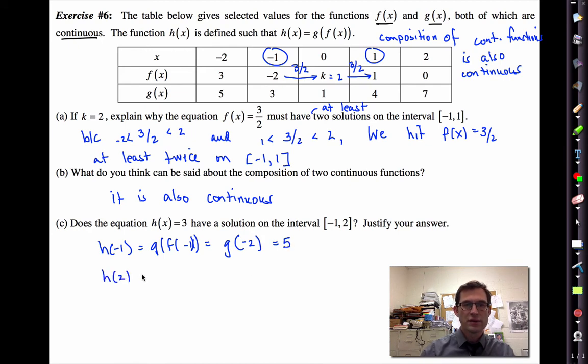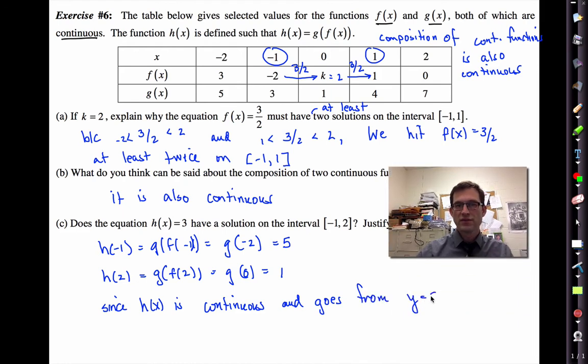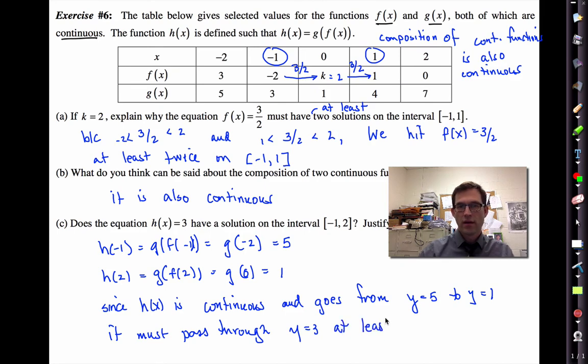Now let's figure out what h of 2 is. That's going to be g of f of 2. Well, let's see. F of 2 is 0. And g of 0 is 1. So, since h of x is continuous and goes from y equals 5 to y equals 1, it must pass through y equals 3 at least once. Therefore, the answer is yes. Right? Again, it's that simple.